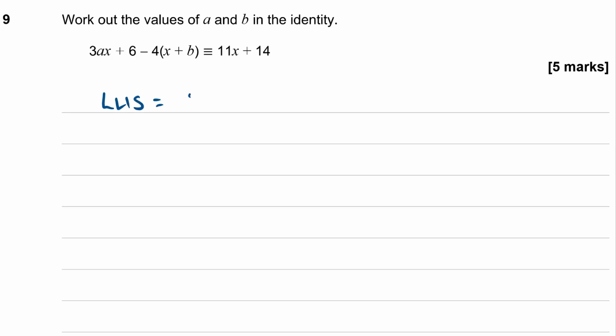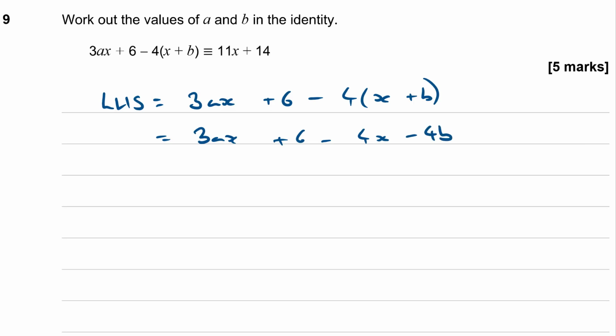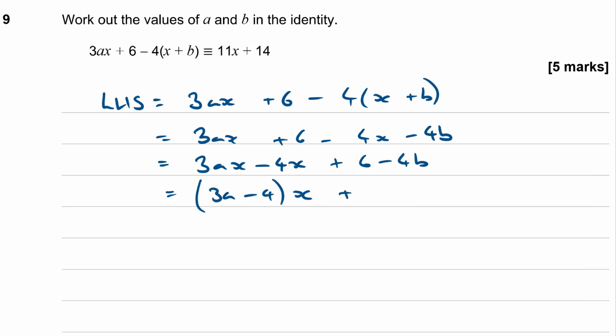So the left hand side is 3ax plus 6 minus 4 lots of x plus b. Now removing the brackets, I'm going to get minus 4x minus 4b. I want to collect the like terms together. So I'm going to get 3ax minus 4x plus 6 minus 4b. And then factorising out the x, I'm going to get 3a minus 4 lots of x plus 6 minus 4b.